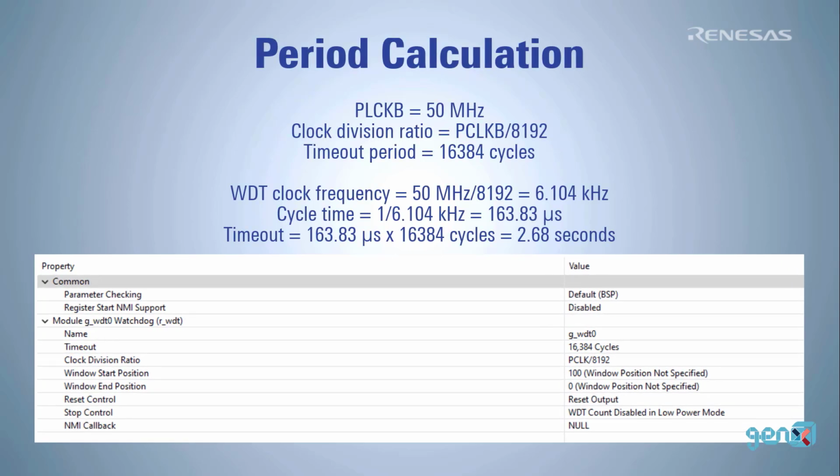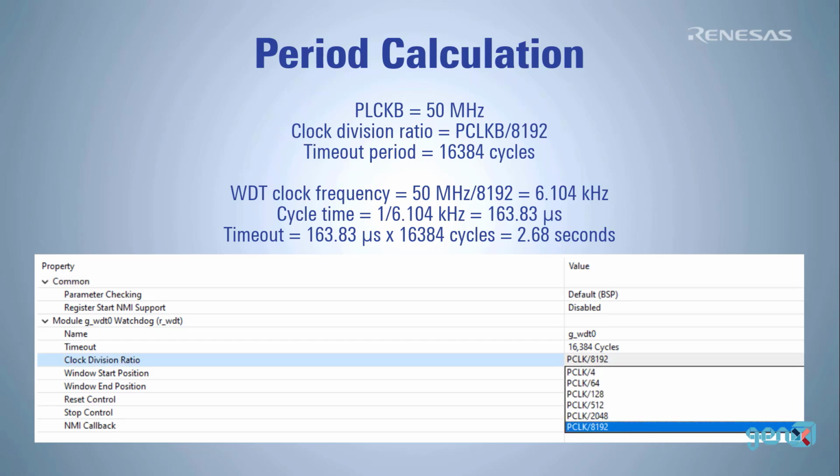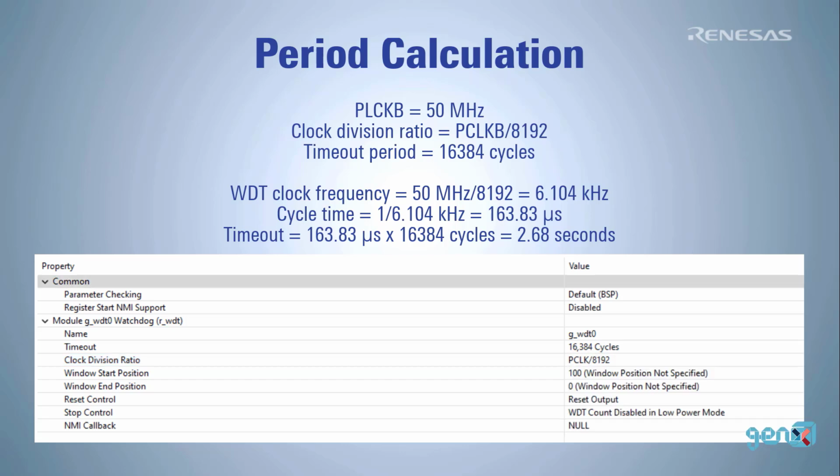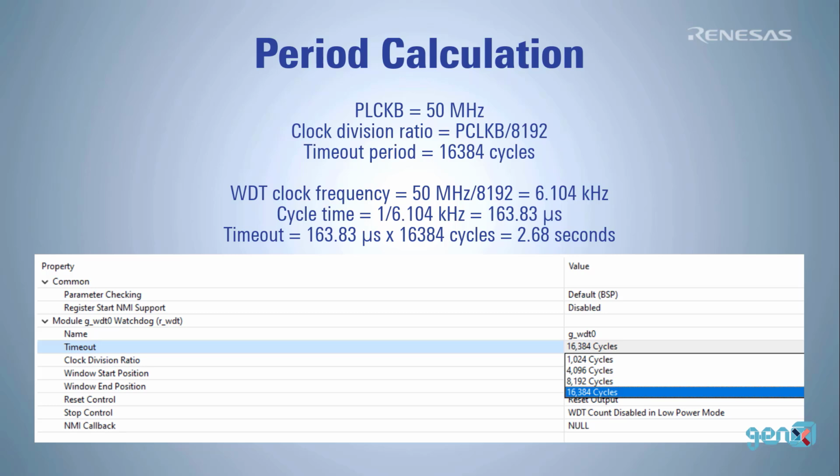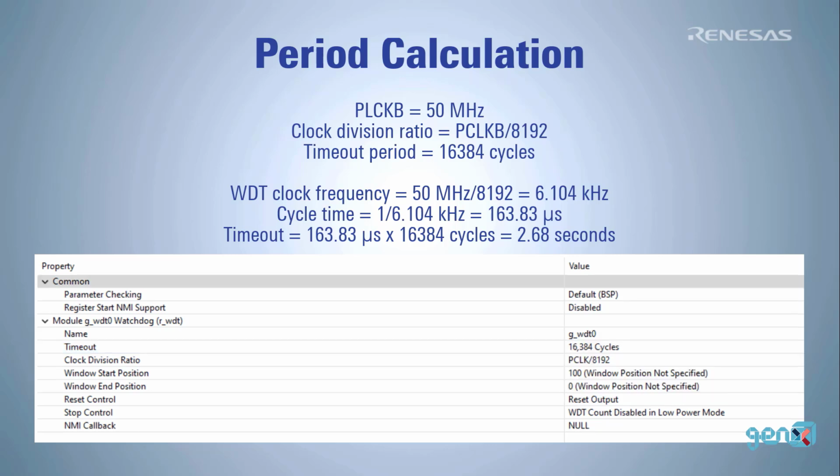The main parameters that can be configured are the clock division ratio, which can go up to a maximum value of 8192 on this board. The larger the clock division ratio, the larger is the timeout. Next is the number of cycles that can be adjusted from 1000 to over 16,000.